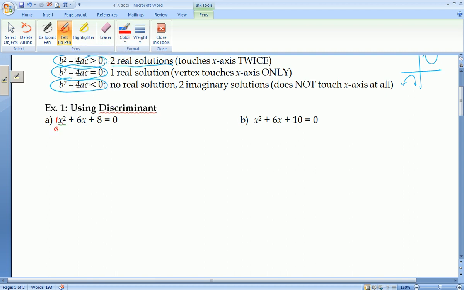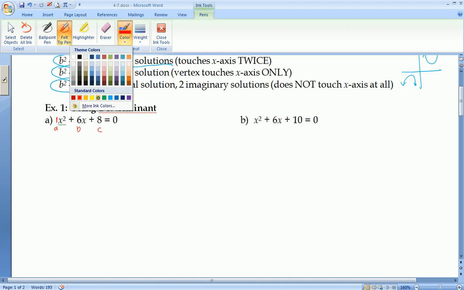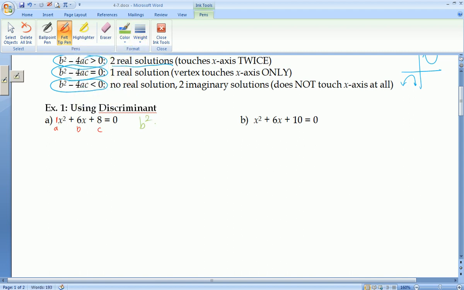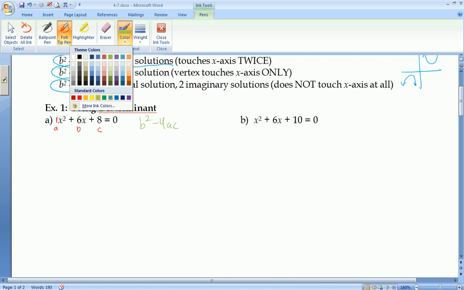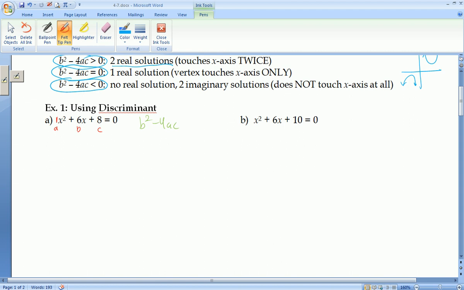So this is my A. A is 1. B is 6. C is 8. And we're going to use that formula, b squared minus 4ac, right? And depending if that's positive, equal to 0, or negative, we're going to have a particular type of answer. So let's just go ahead and plug in our numbers, okay? And you have to use order of operations here. So let's plug in our b. So we have 6 squared minus 4 times 1 times 8.